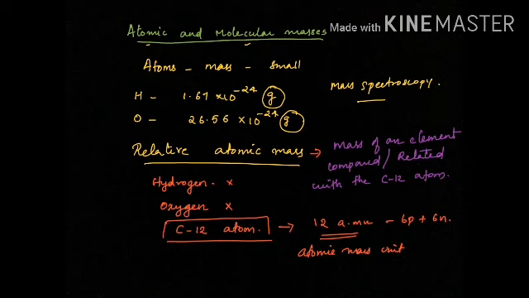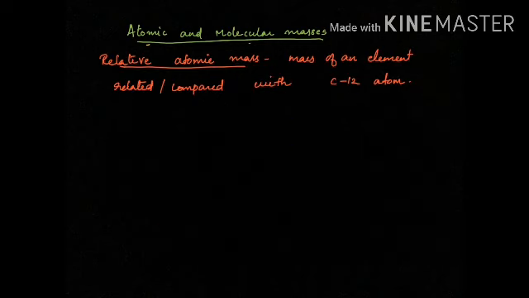So the relative atomic mass of a particular atom is the mass of that particular element compared or related with the carbon 12 atom. That is what we call the relative atomic mass. So we have discussed that relative atomic mass is equal to the mass of an element compared with the carbon 12 atom. But here a problem is that we have taken carbon 12.